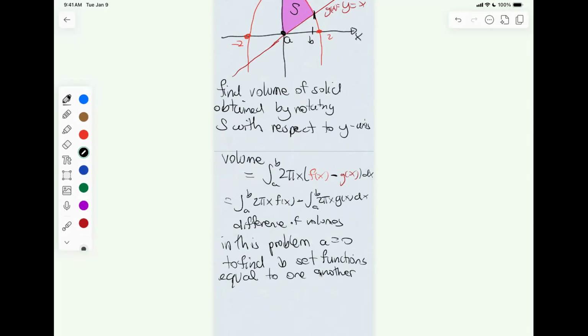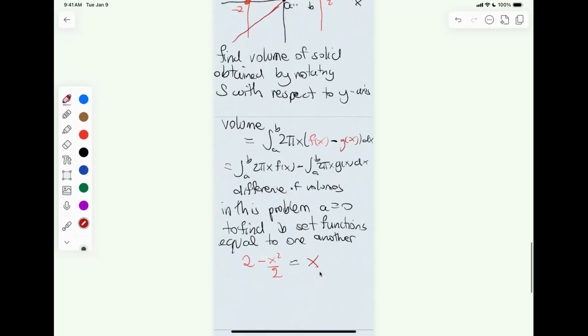So the first function was 2 minus x squared over 2, and the other one was x. Okay, so how do you solve it? It's a quadratic equation. It's nicer to have the coefficient in front of x squared be 1, so I'll multiply both sides of the equation by 2, just to get rid of that 1/2.